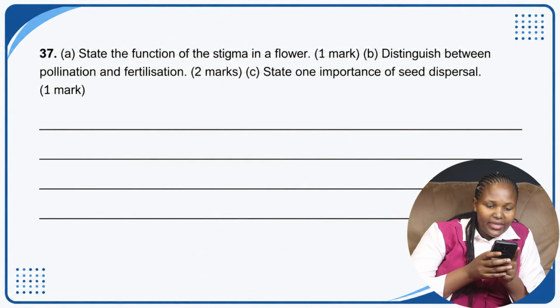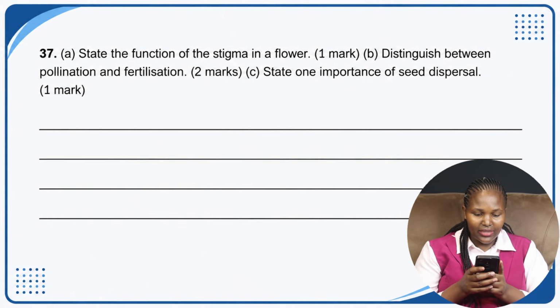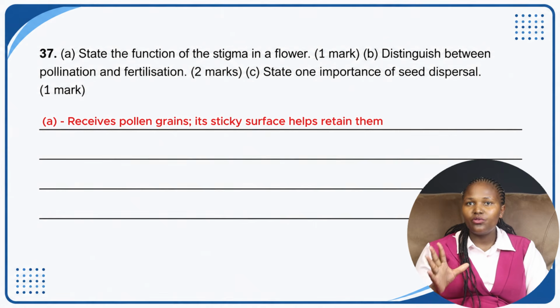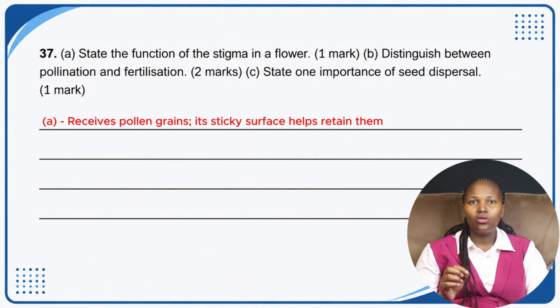Then question number 37. State the function of the stigma in a flower. And then B, distinguish between pollination and fertilization. And then C, state one importance of seed dispersal. So for A, the stigma helps to receive pollen grains and its sticky surface helps to retain them. So when the question is asking about retention, know that it has that sticky surface that helps to retain those pollen grains.